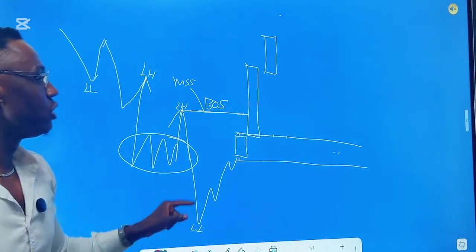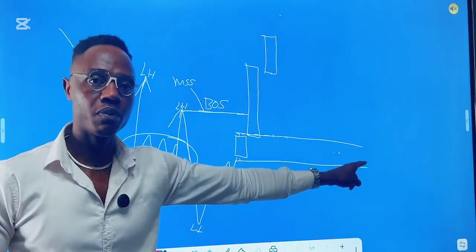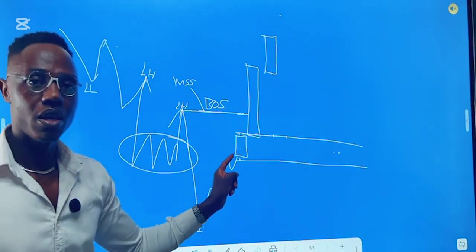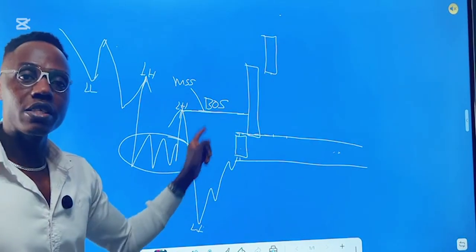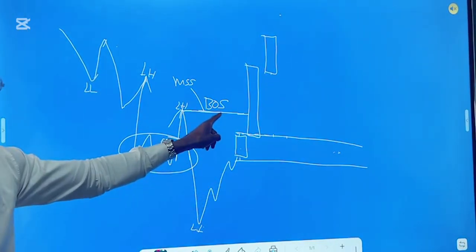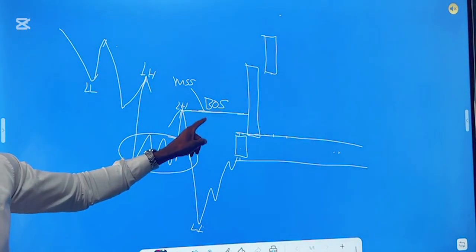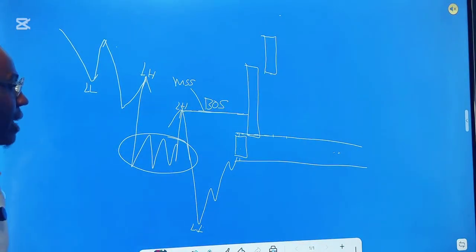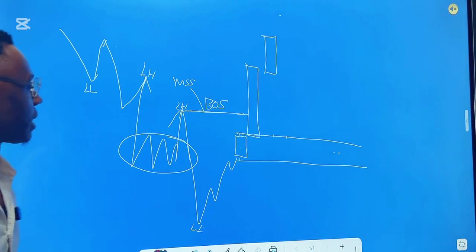Now, what do you do? You need to wait for the price to come back to the zone. But the first thing you need to check is that the order block is valid. And how do you see if the order block is valid? You need to see a break of structure. Once you see a break of structure, the next thing you need to check for is what?